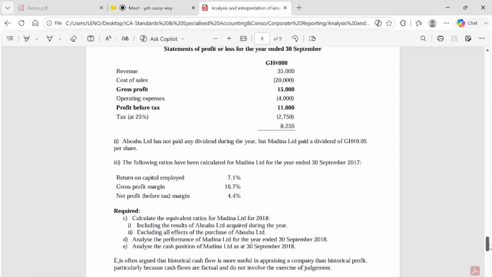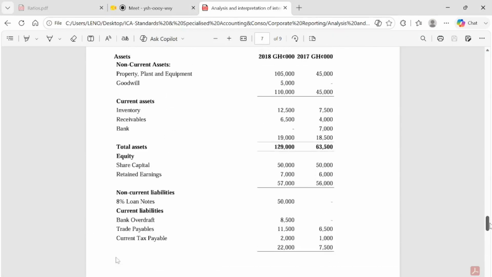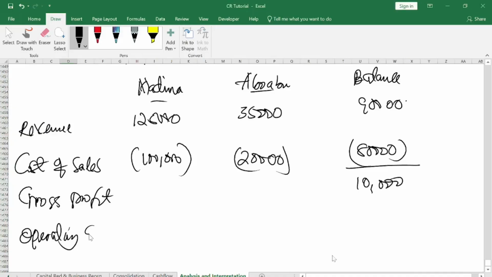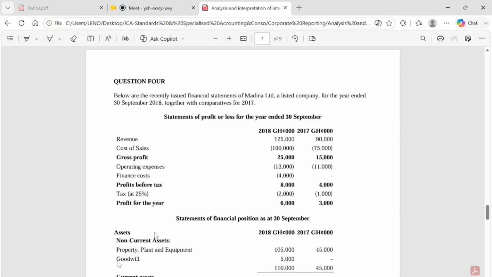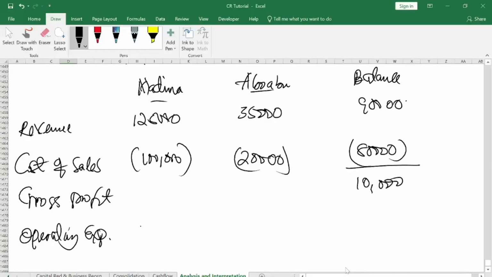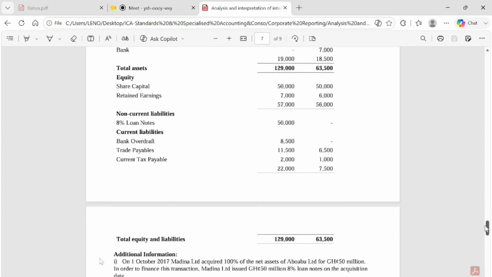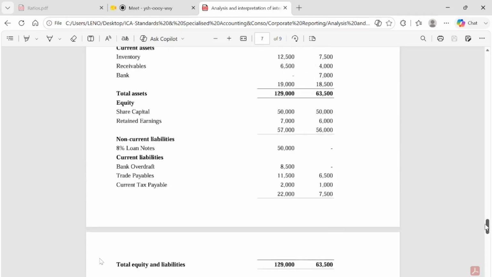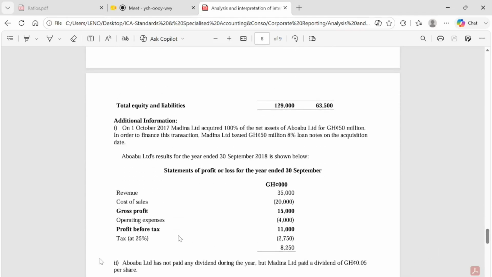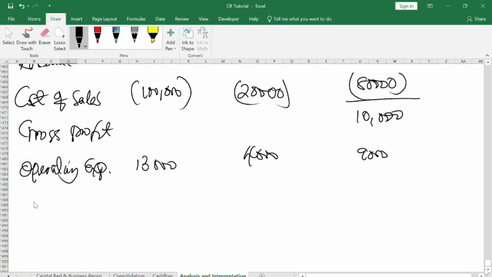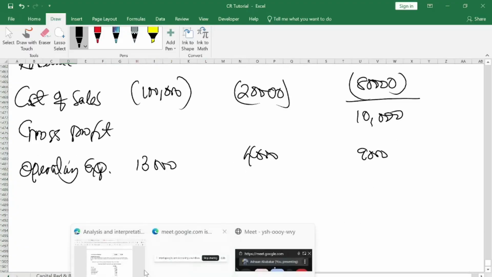Operating expenses. Parent is 13,000. Subsidiary is 4,000. When you less, what do you have? You get 9,000. So the next item is what?